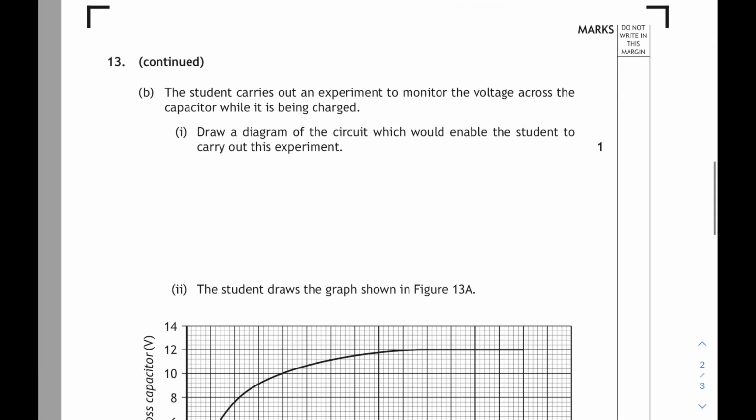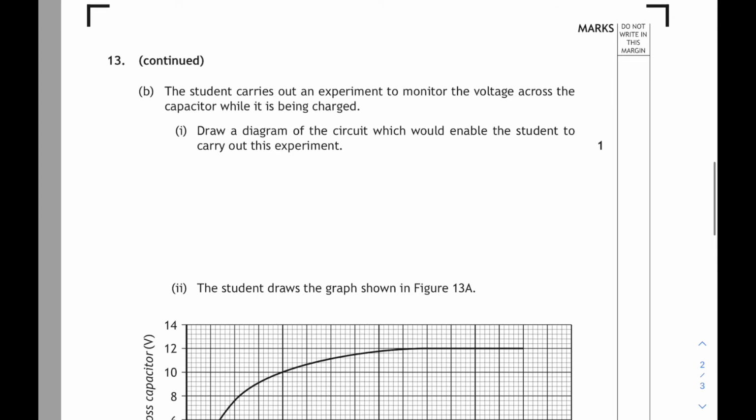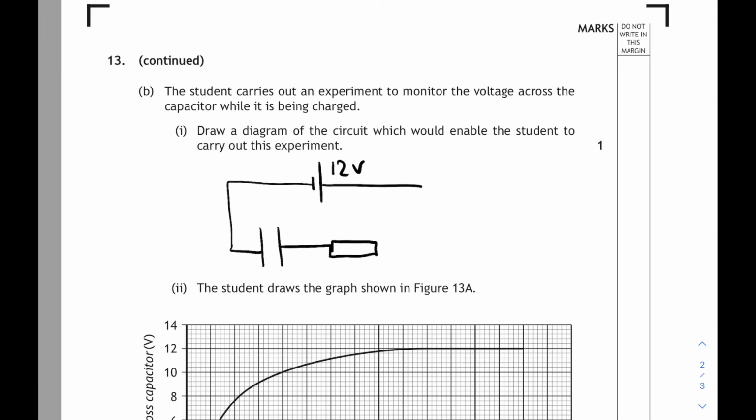But we're not finished. It says the student carries out an experiment to monitor the voltage across the capacitor while it's being charged. Draw a diagram of the circuit which would enable the student to carry out this experiment. Very difficult. Very few people were able to do this right. So it's a 12 volt battery. A single cell symbol would be okay. We need our capacitor, and it's charging up through a series resistor there. Now, we don't need to label them, we just need to draw the diagram, and we're monitoring the voltage across the capacitor. That's it for 1 mark, but very poorly done.